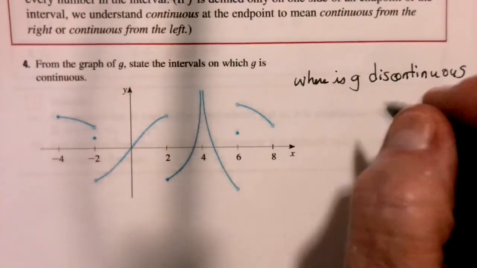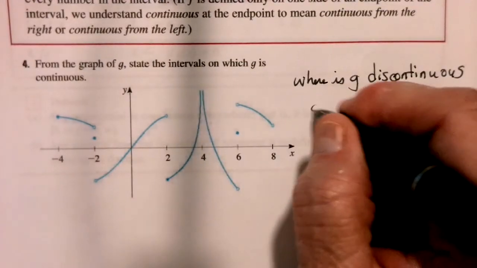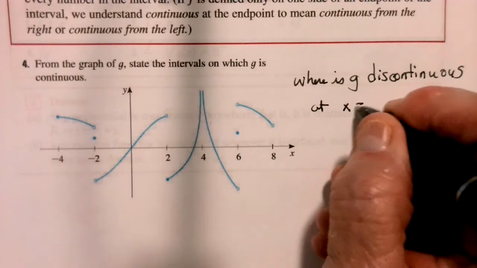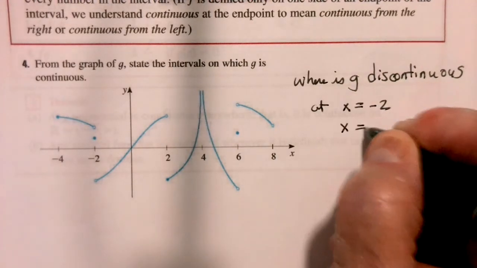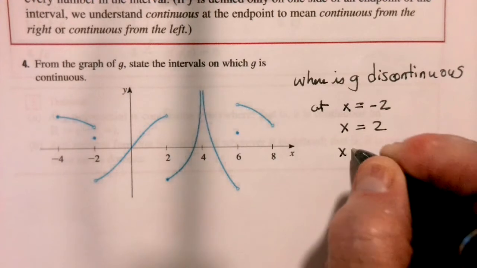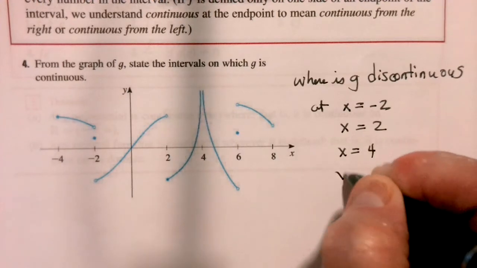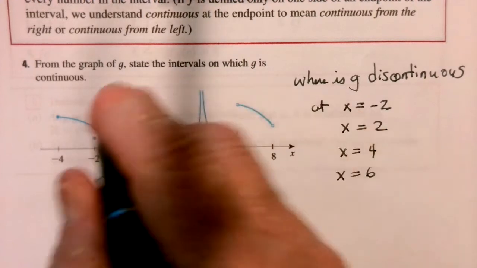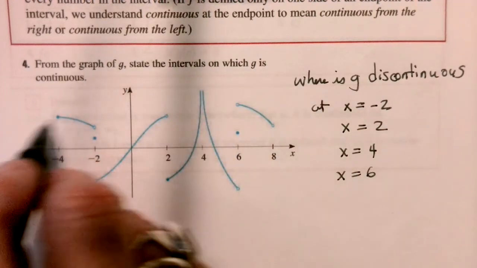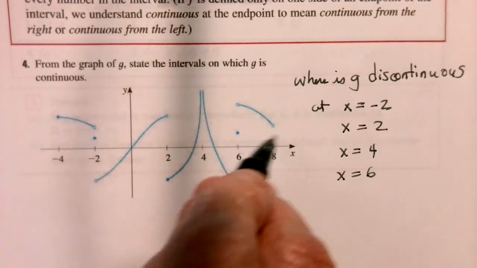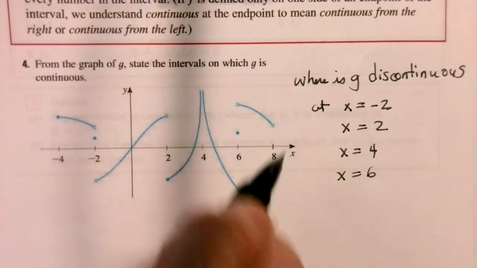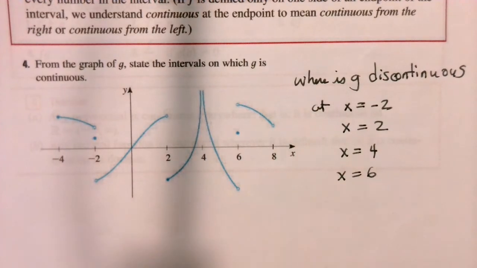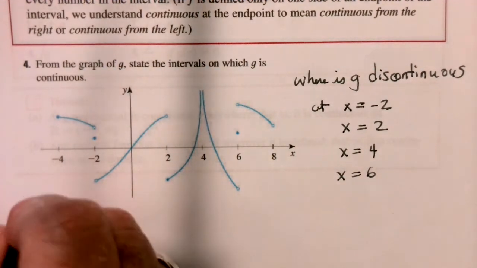Okay, so it's discontinuous at x equals -2, x equals 2, x equals 4, and x equals 6. Now, since nothing's going on the other side, we just consider it to not be defined there, and we don't consider it to be a discontinuity at the endpoints. Okay, so the intervals.